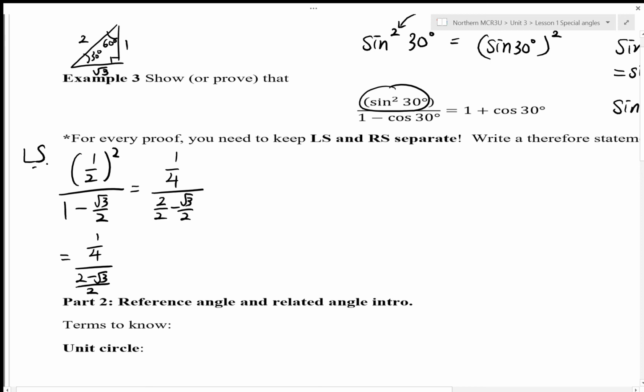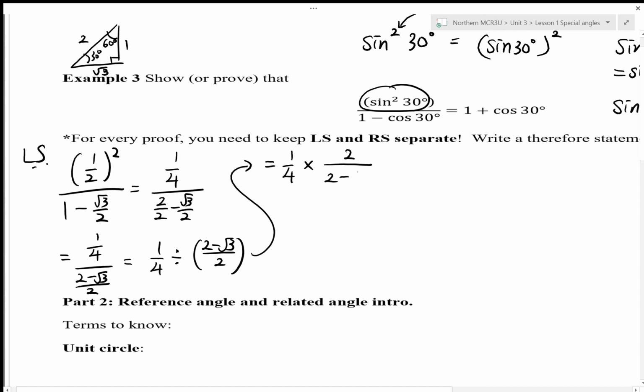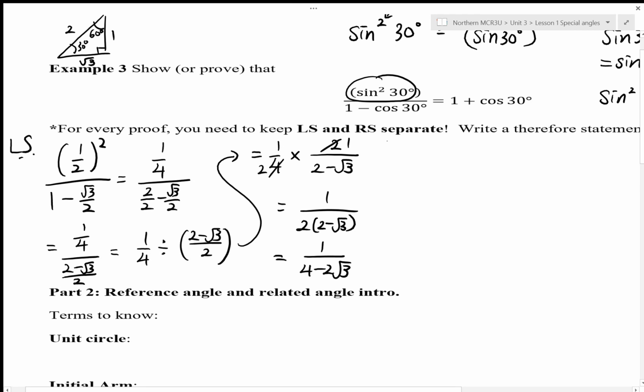Now, if you take a look at this, it basically means 1 over 4 divided by 2 minus the square root of 3 over 2. And that also means 1 over 4 times 2 over 2 minus the square root of 3. Now, hopefully you remember that we can cross and simplify in a crossing way. So this then becomes 1 over 2 times 2 minus square root of 3, which is then 1 over 4 minus 2 square root of 3.